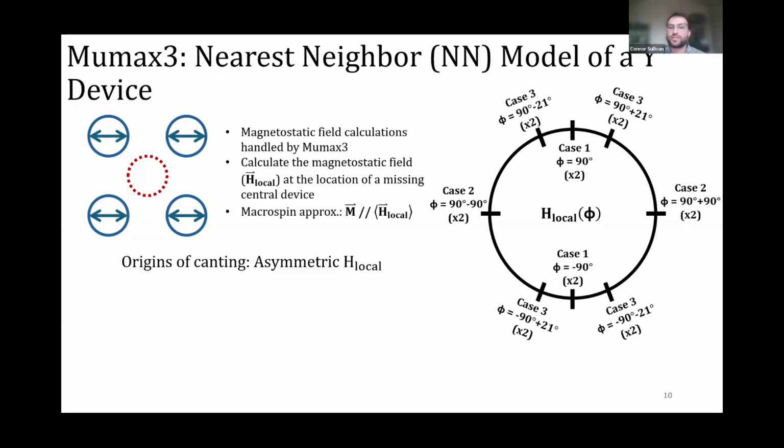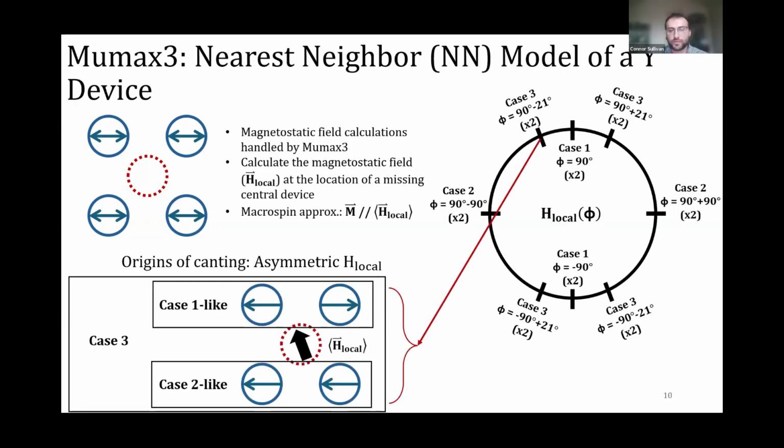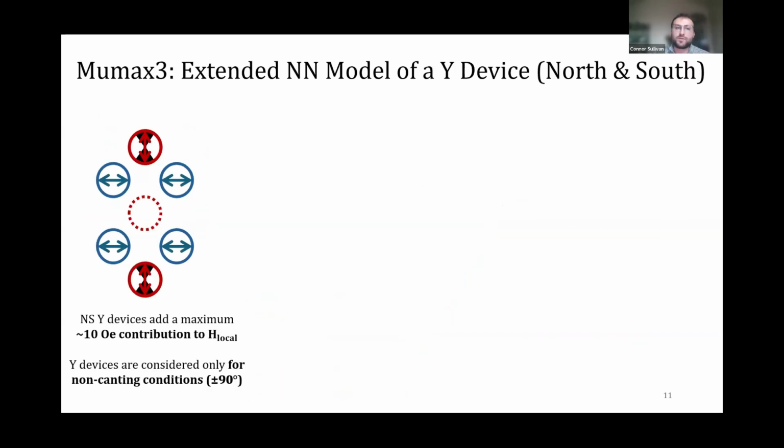Canting's origin is due to the asymmetric local field. If we take these cases, I just wanted to show you what case 1, 2, and 3 might look like. Case 3 is really just a mixed state of these. What ends up being the case is that if you take the node sum charge about any case 3, it's always non-zero. But experimentally, we have observed many different angles. So we have to extend this to the next magnetostatically dominant one.